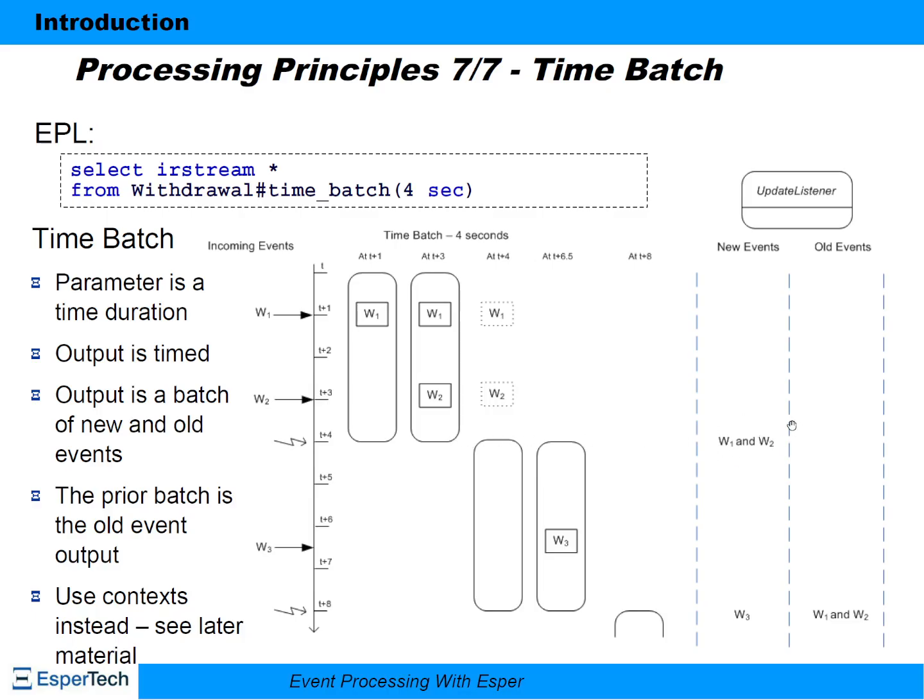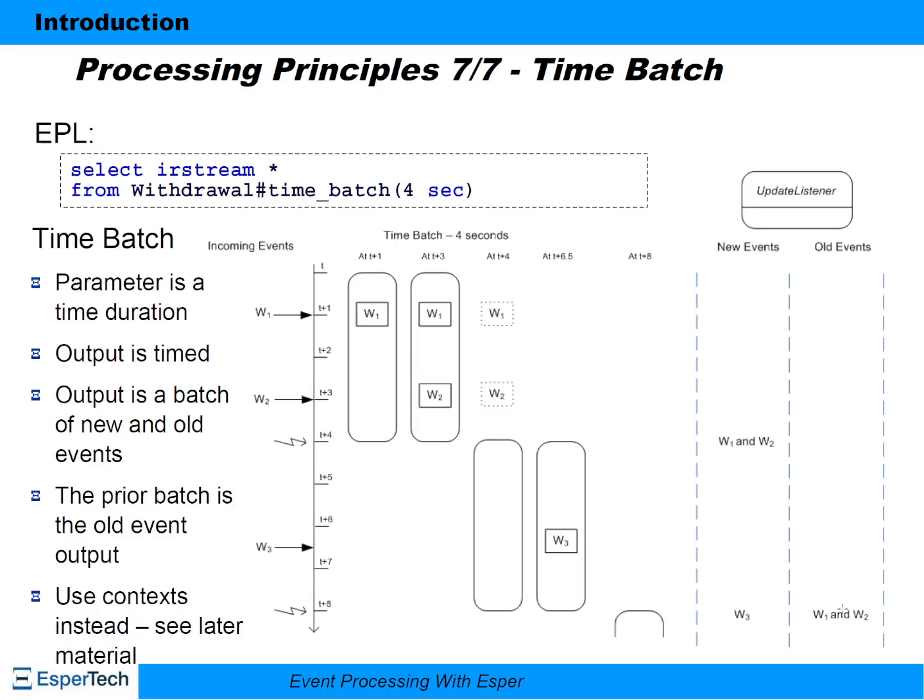Assume that at time t plus 6.5 seconds, withdrawal event 3 arrives. The runtime adds the event to the current batch and does not output. At time t plus 8 seconds the runtime concludes the current batch and outputs withdrawal event 3 as new events. It also outputs the previous batch, withdrawal event 1 and withdrawal event 2 as old events.